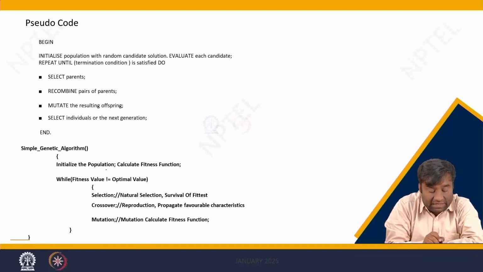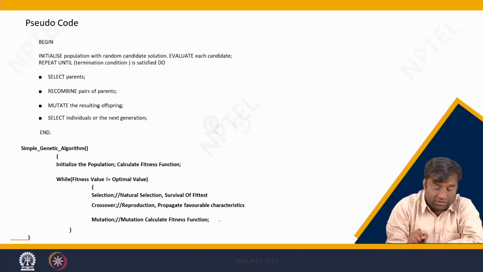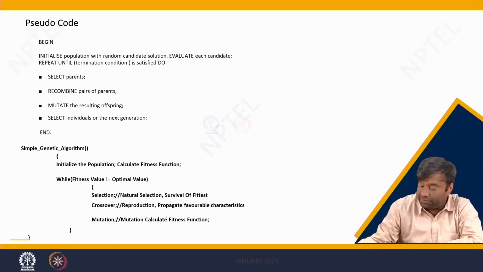We need to do the initialization of the population and calculate the fitness function. While the fitness value is not equal to the optimal value, we need to do the selection, and the crossover, that is reproduction, that propagates favorable characteristics. We will do the mutation and calculate the fitness function. Mutation means a slight change in the offspring.